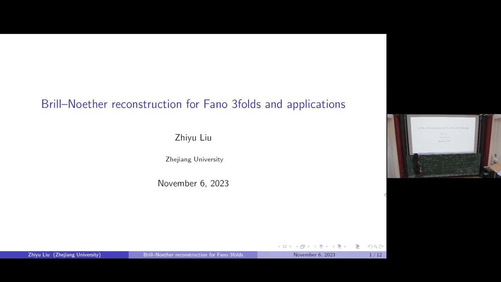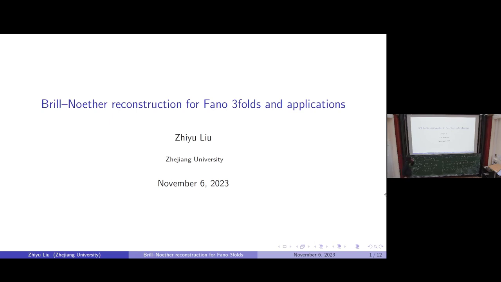Since I only have half an hour, instead of explaining the details of the proof, I want to give a short summary of our result and some observations. If you have any questions about the details, please ask.